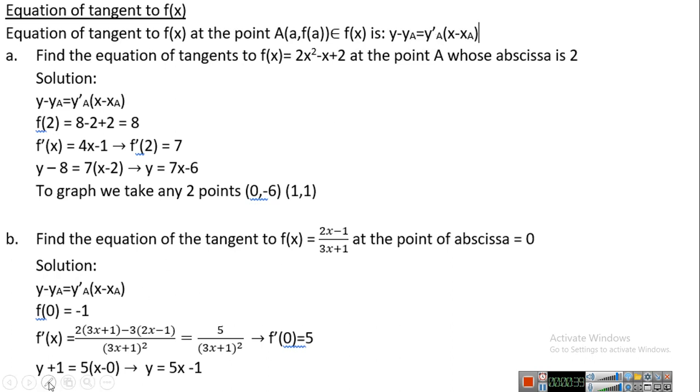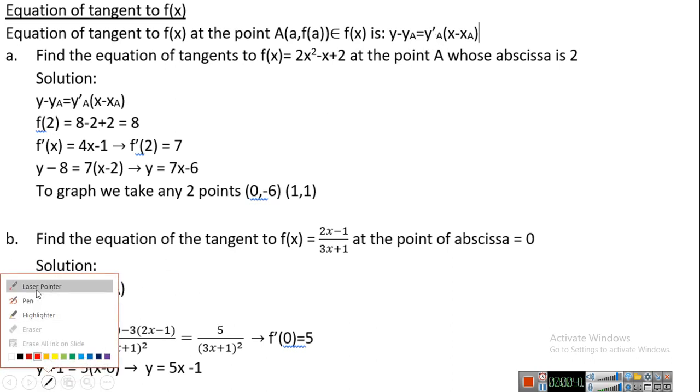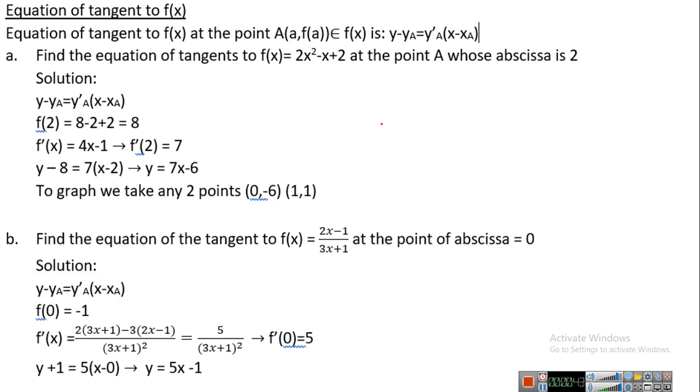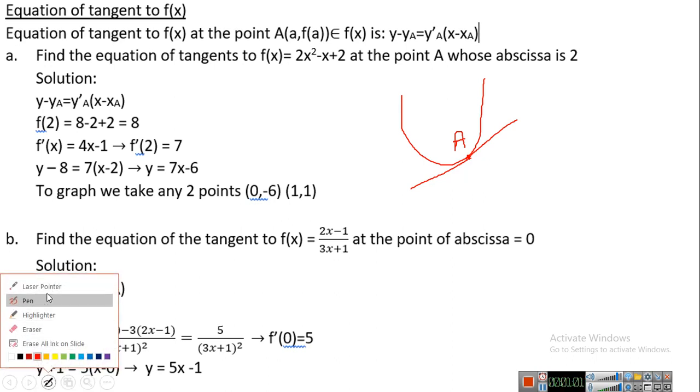What I'm talking about here: if you have a curve, and you have a point A on the curve, and you want to find the equation of the tangent, so it's a line, and this equation of the tangent has for equation y minus y of A equals y prime of A into x minus x of A. So how do we do this? Let us take some examples.